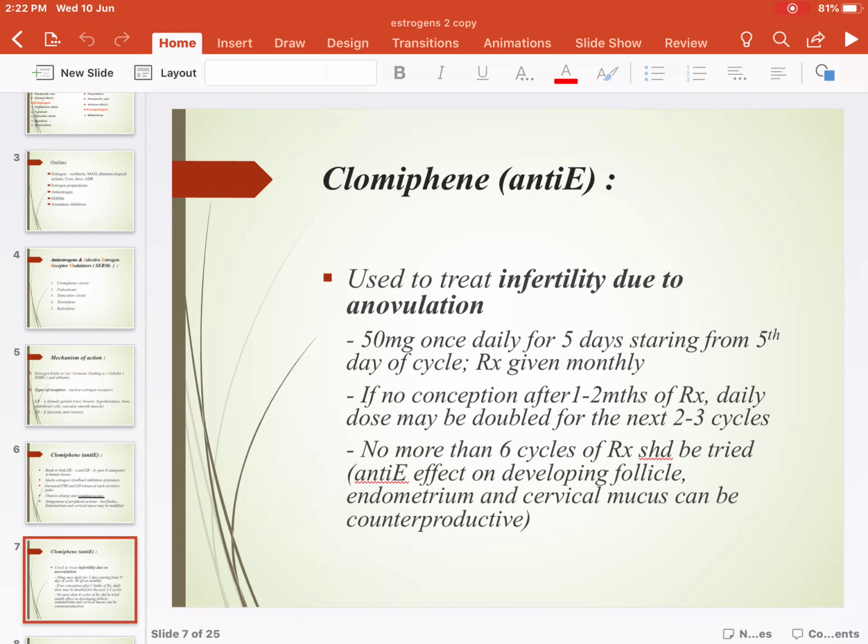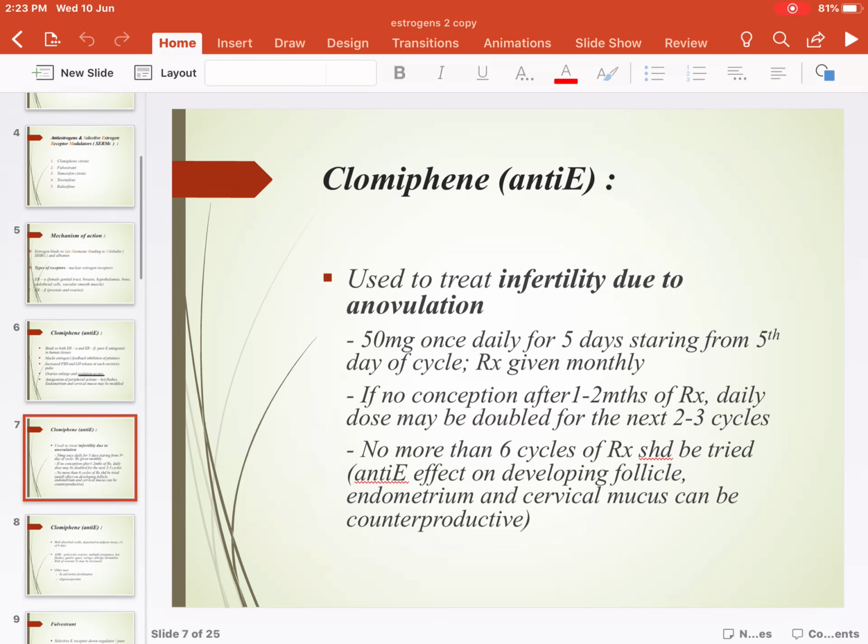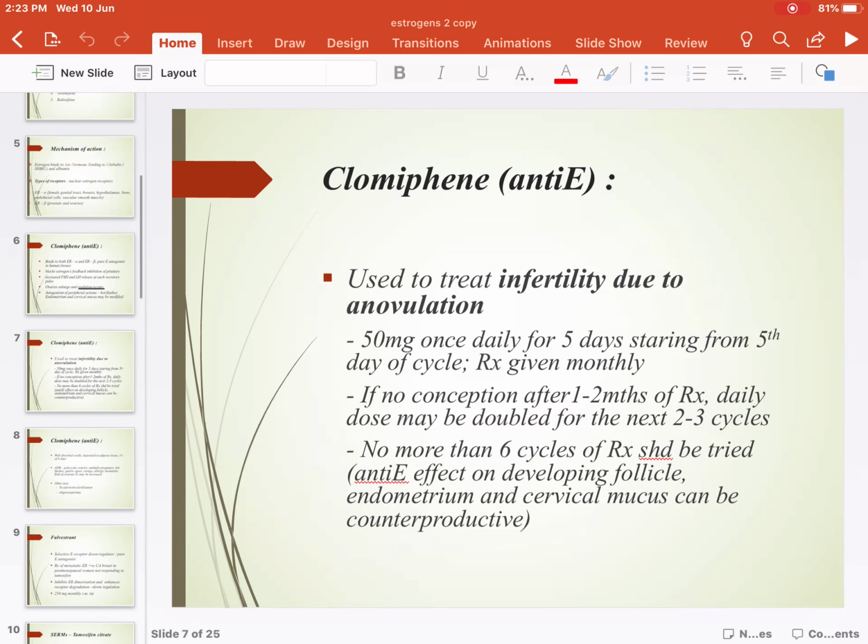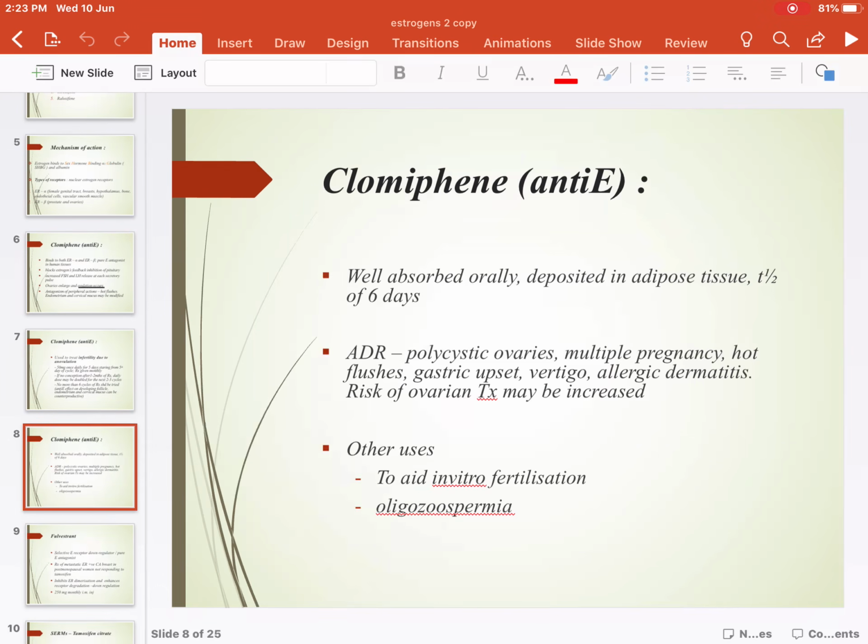How long do we give this drug? Usually you have to give it only for 2 to 3 cycles. Beyond that, it is going to cause menopause-like features, so it's not effective. It's given only for 2 to 3 cycles. Why does it cause menopause-like symptoms? Constantly if you keep on giving clomiphene citrate, GnRH production is going to be inhibited, which is going to cause menopausal-like symptoms.